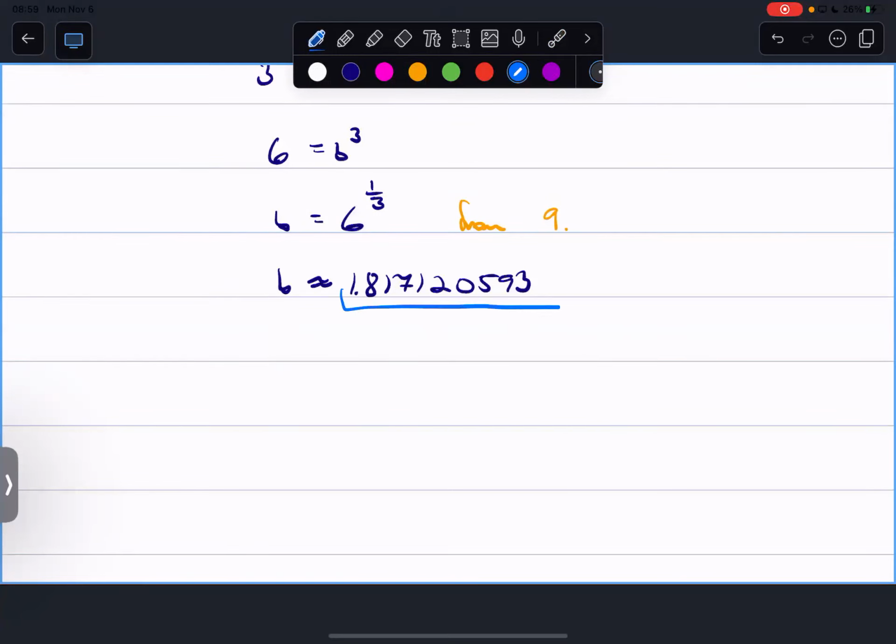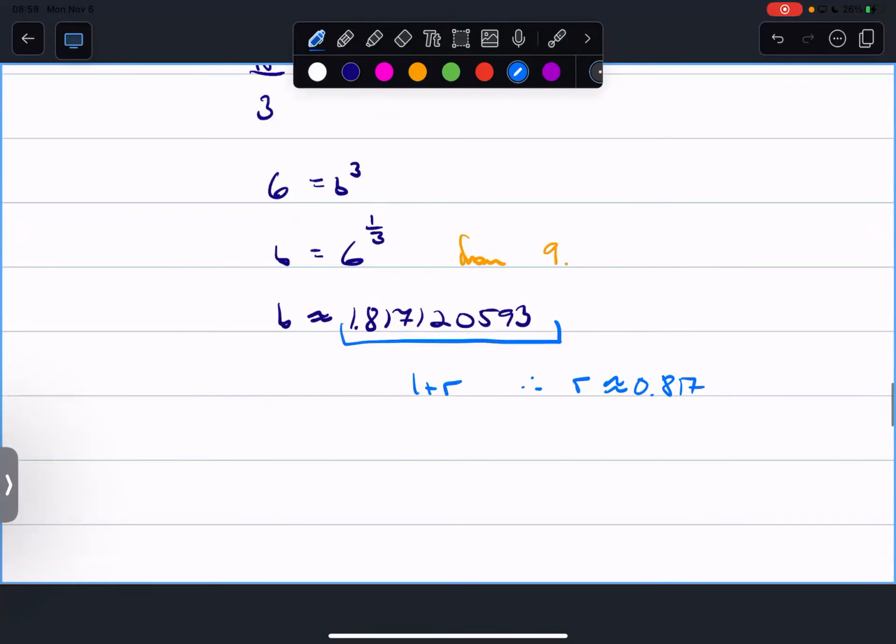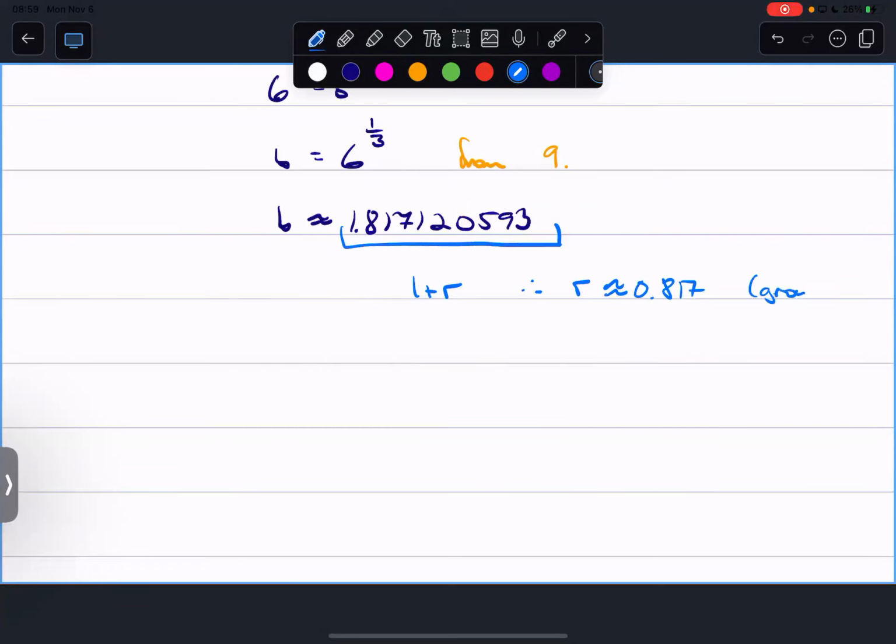So here, this is my 1 plus r, which means that r must be 0.817-ish. Okay, I'll do my squiggly equals. Which means it's growth. Growth because it's positive. Good. All right. Nice.